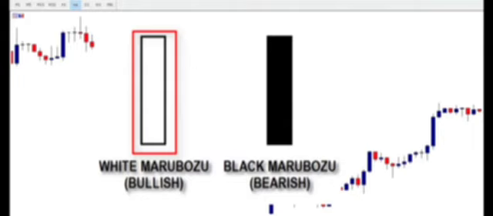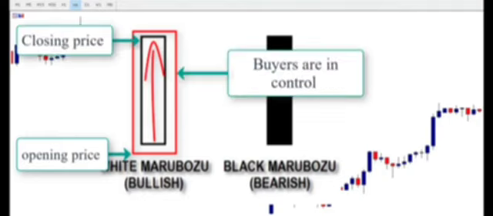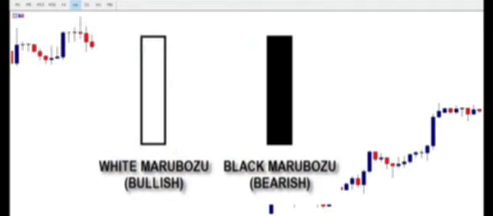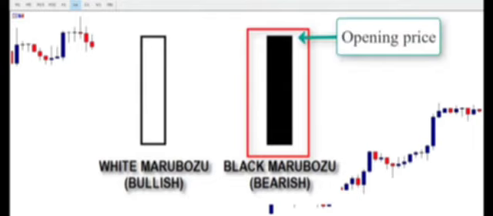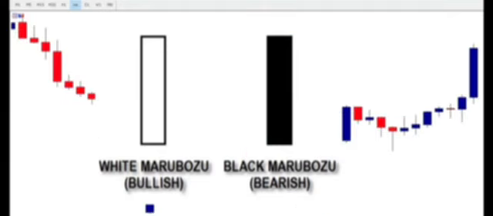In this case, the opening price is below the closing price, which indicates that buyers are in control of the market during all the trading session. The bearish Mariposa refers to bears' control of the market. And in this case, the opening price is above the closing price, which indicates that sellers are in control of the market during all the trading session. A Mariposa is a continuation and a reversal pattern. Depending on where a Mariposa is located and the type of the pattern, you can make your predictions.